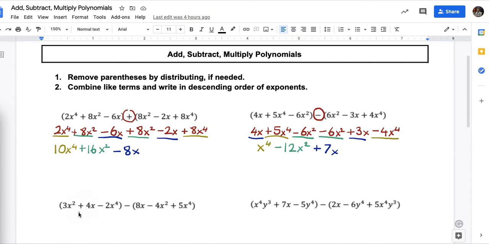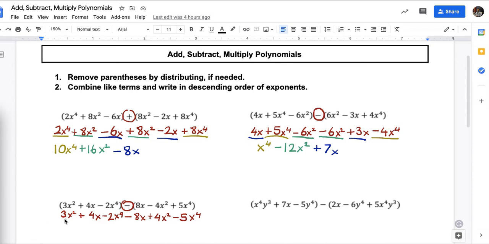The next example is similar. Once again, we've got a negative, so we're going to change the signs in the second set of parentheses. So we get 3x squared plus 4x minus 2x to the 4th. And now we subtract 8x. We subtract negative 4x squared, so that's plus 4x squared. And we subtract positive 5x to the 4, which makes it negative 5x to the 4.